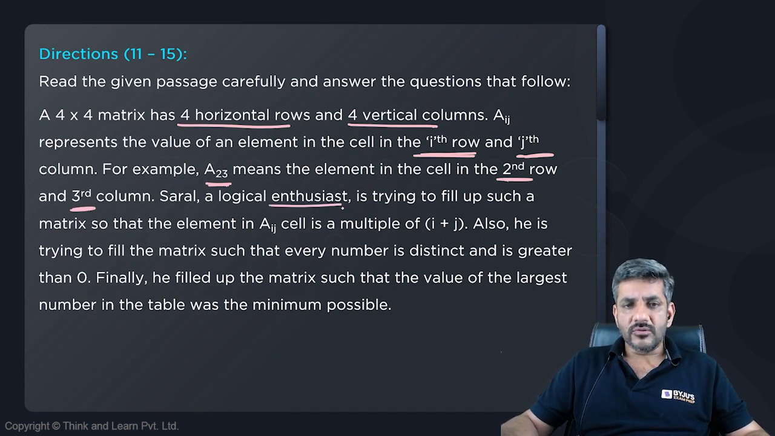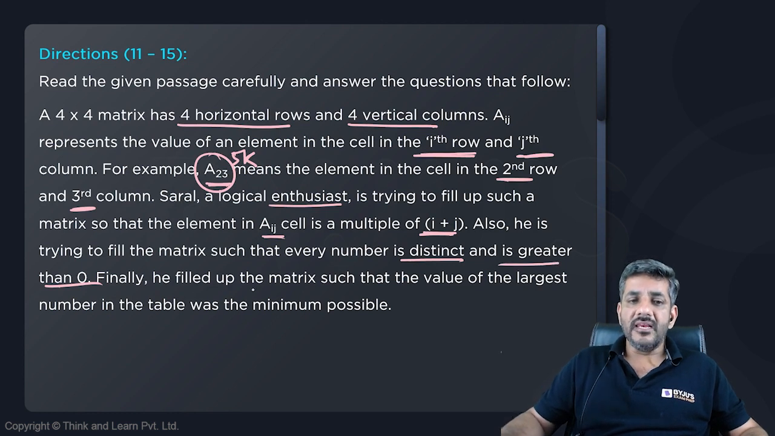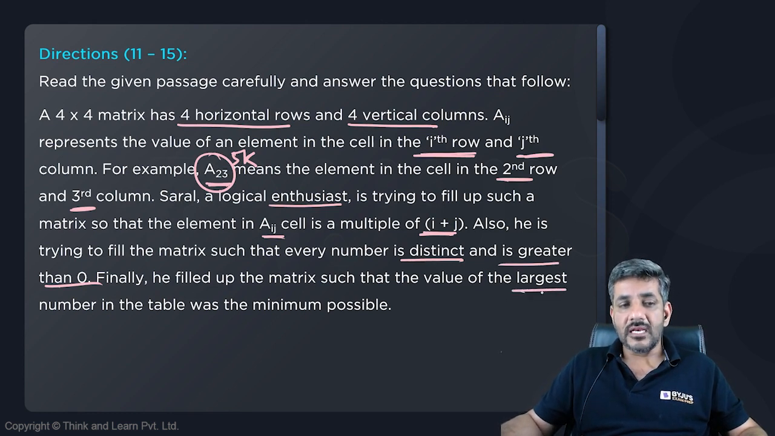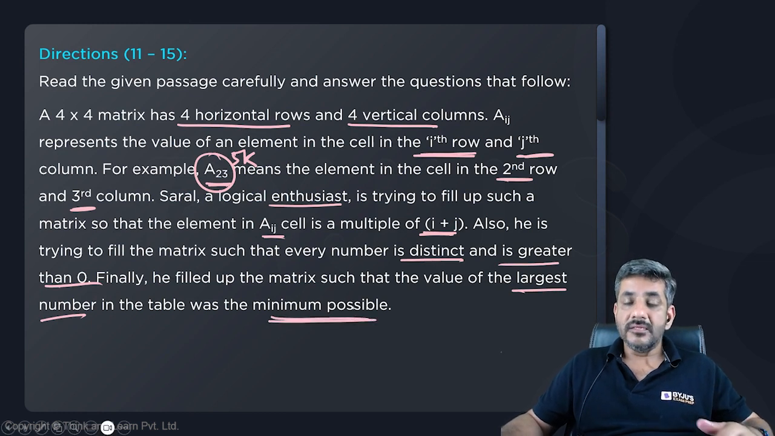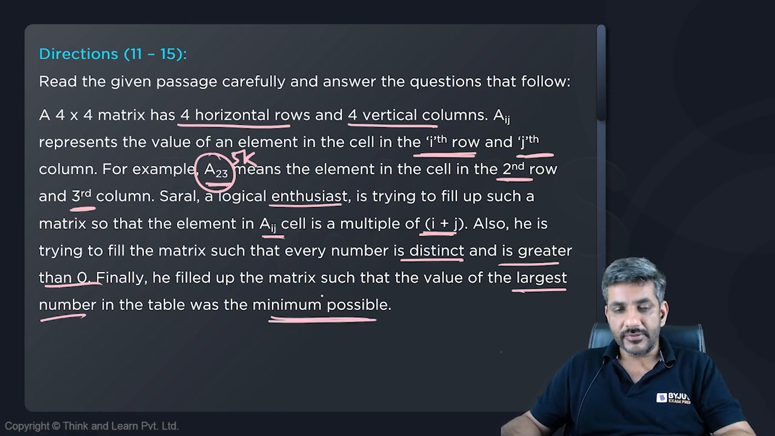Saral, a logical enthusiast, is trying to fill up such a matrix so that each element is a multiple of i plus j. So A23 will be a multiple of 5. A34 will be a multiple of 7, so on and so forth. Also, he is trying to fill the matrix such that every number is distinct and is greater than 0. Finally, he filled up the matrix such that the value of the largest number in the table was minimum possible. The largest number should be minimum possible.